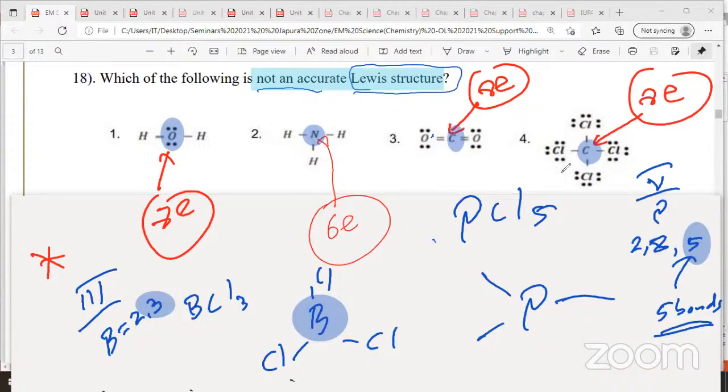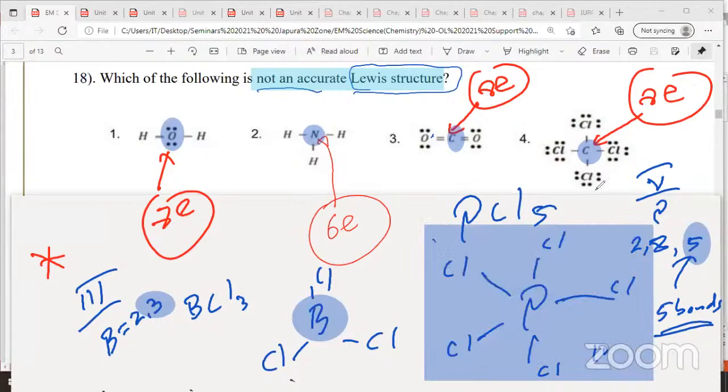Group 5 elements have 3 and 5, but nitrogen cannot have 5. Therefore NCl5 is not there. So phosphorus can have 5 bonds. 5 bonds means how many electrons total? 10 electrons. 1 bond is 2 electrons, 2 into 5 is 10 electrons. What is 10 electrons? More than 8. That is called expanded octet. So what is the incomplete octet example? BCl3. What is the expanded octet example? PCl5.